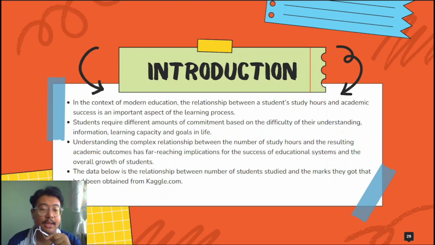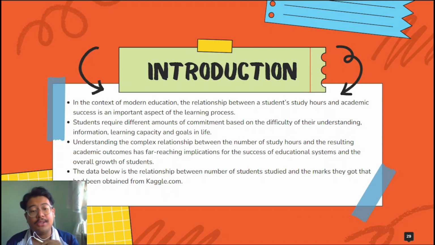Now, for the introduction part, in the context of modern education, the relationship between a student's study hours and academic success is an important aspect of their learning process. Students require different amounts of commitment based on the difficulty of the information that they get, their learning capacity, and their goals in life. Understanding the complex relationship between the number of study hours and the resulting academic outcome has far-reaching implications for the success of the educational system and the overall growth of students.